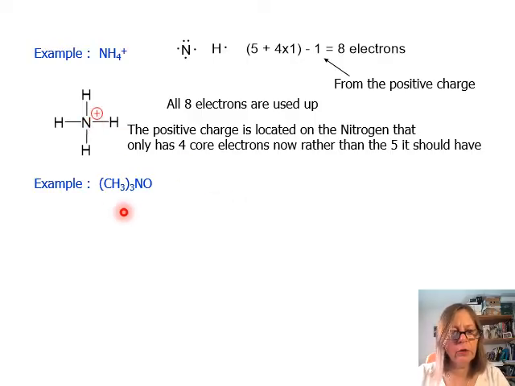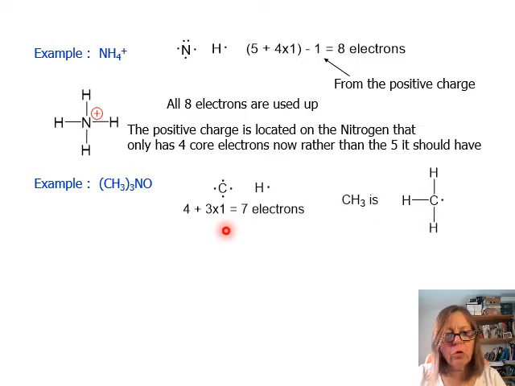Let's take another example. This molecule here. First, let's look at the structure of the methyl group. So a methyl group is a carbon with 3 hydrogens. So the carbon is bringing 4 valence electrons, the hydrogens 1 electron each, so we have altogether 7 electrons.